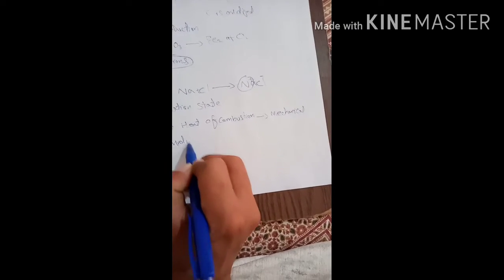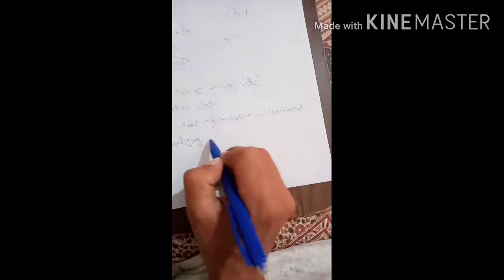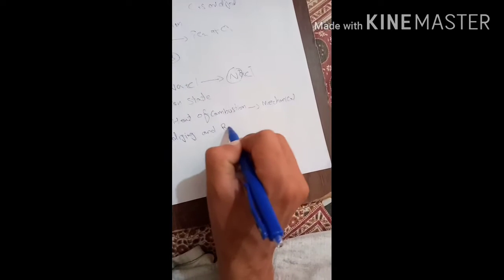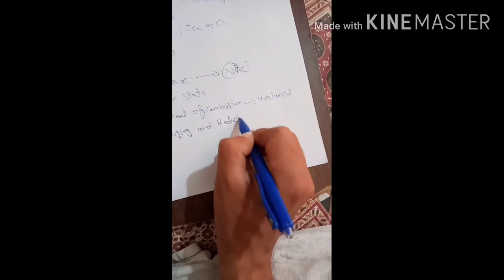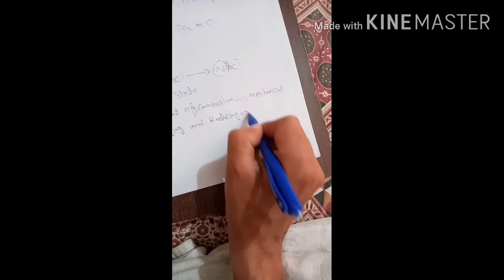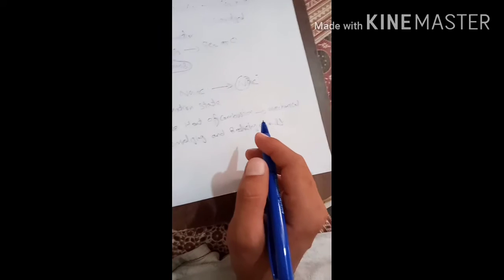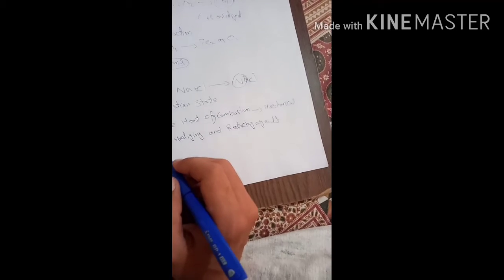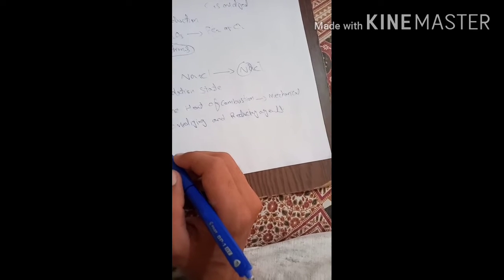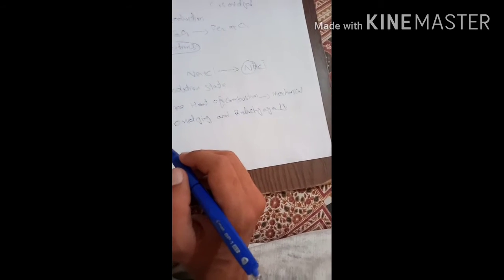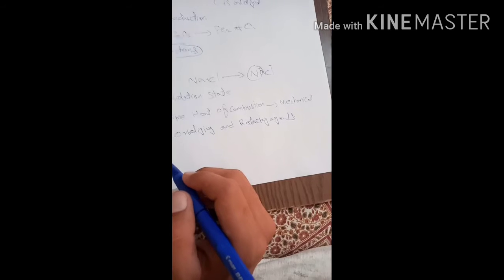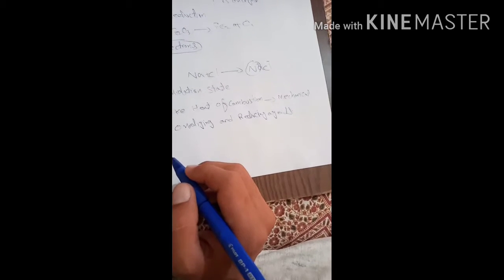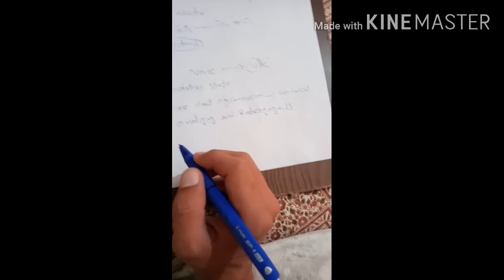Next one is oxidizing and reducing agent. The reactant that reduces an element in another reactant is called the reducing agent. But the reducing agent oxidizes itself and reduces the other. If a reactant oxidizes an element in another reactant, it is the oxidizing agent, but it is itself reduced.